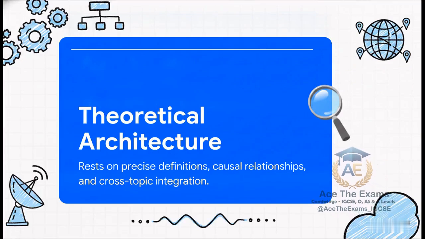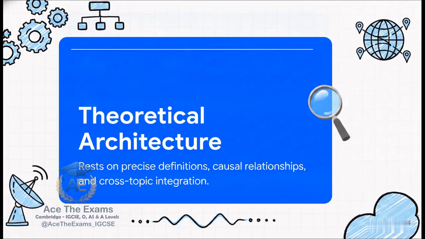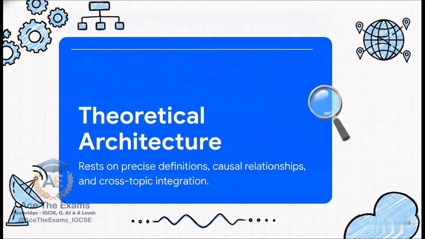But before you even write your point, you have to decode the command word. The principal examiner reports have a massive alert for us. Candidates constantly confuse key terminology. If the command word is describe, you are painting a picture with words. If it's evaluate, you are weighing the pros and cons and giving a justified conclusion. Alex completely ignored the command words, and that's why the raw facts didn't score.